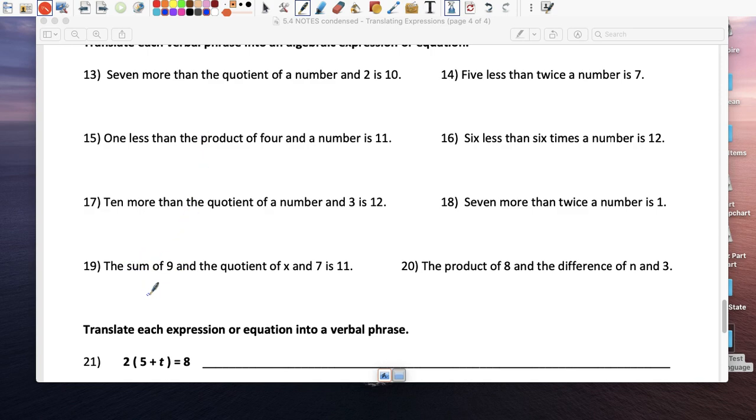The sum means addition of who? Of 9 plus the quotient of x and 7 equals 11. Product means multiplication, so we're going to multiply 8, right? That's one of the factors. And the other factor is going to be the difference of n and 3. So it's going to be the difference, which is subtraction, n and 3. But we're going to put that in parentheses.